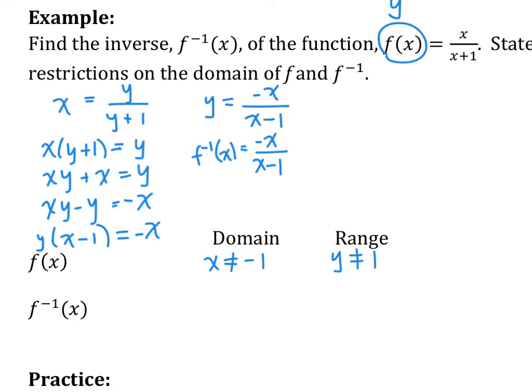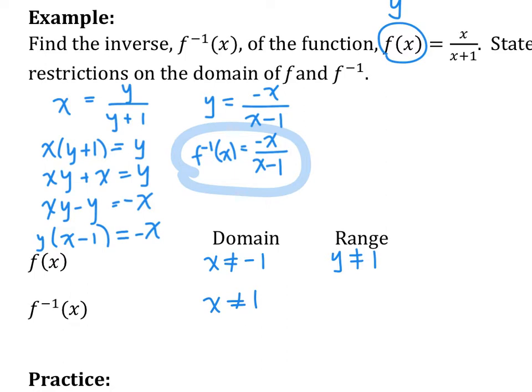Now I'm going to figure out the domain and range of the inverse function. So let's do the same thing as we just did for the original function. Let's first look at the domain of this inverse function. Again, this is a rational function, so we want to look at the denominator. We can see that in this inverse function, x cannot equal 1.